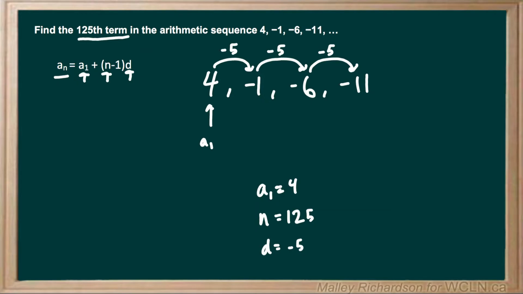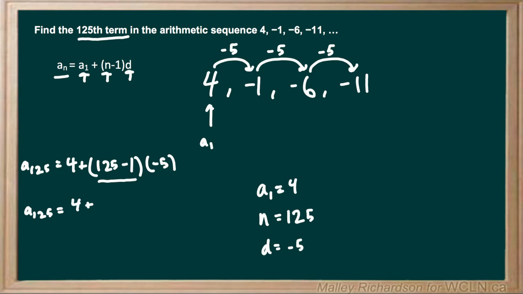Now that we know a1, n, and d, we can solve for an. But instead of writing an, we are going to write a of 125 because we're solving for the 125th term. a1 we found to be 4, plus n, 125, minus 1, all multiplied by the common difference of -5. Now we have to do our brackets first, which is 125 minus 1. So a of 125 equals 4 plus 124 multiplied by -5.